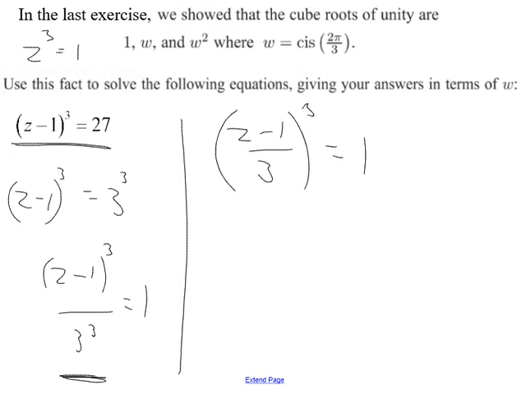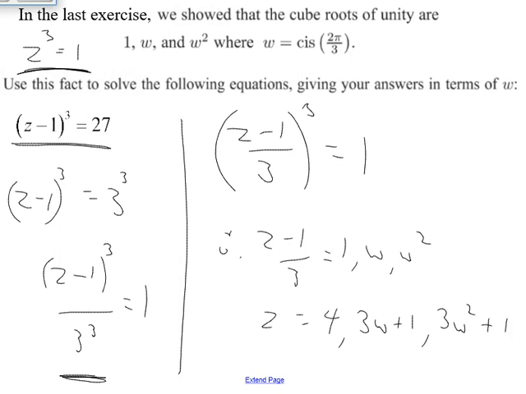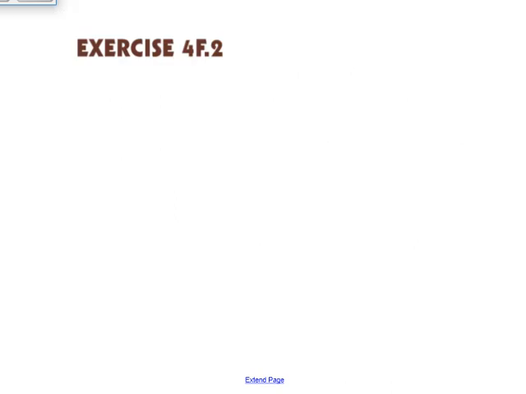And now it matches this pattern here, which means the solutions to the thing in brackets are 1, w, w squared. So z take 1 on 3 is 1, w, w squared. So rearrange all that, which gives those 3 solutions. Once again, where w is the cis of 2 pi on 3. Which should be enough information to get you started on exercise 4F2.